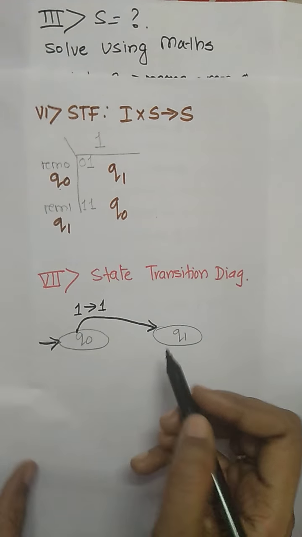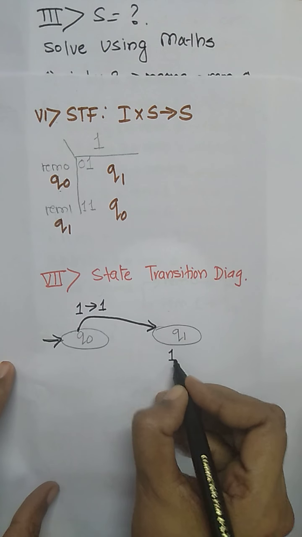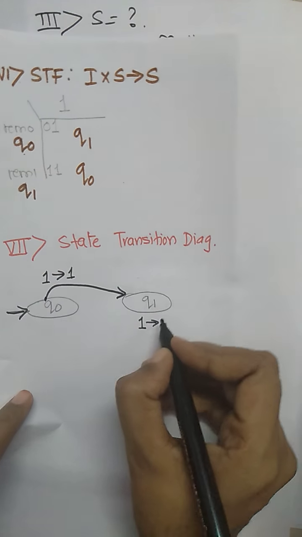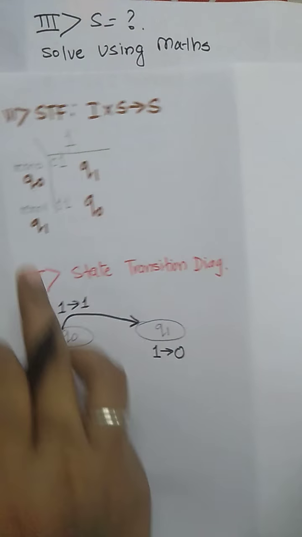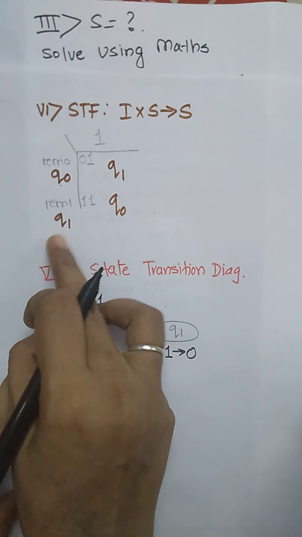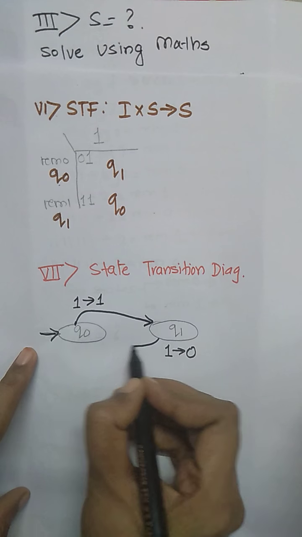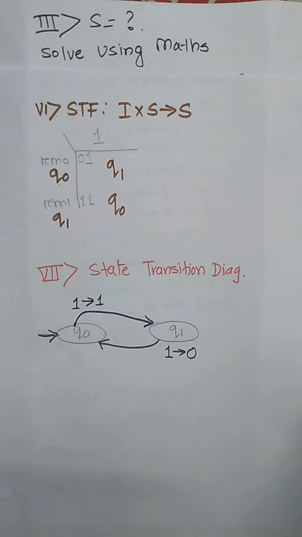Now we go to the Q1 state. Q1 with input 1, what output was it producing? It was producing 0. From the state function, Q1 with input 1 goes to Q0. So this is how we have completed the FSM for unary numbers divisible by 2.